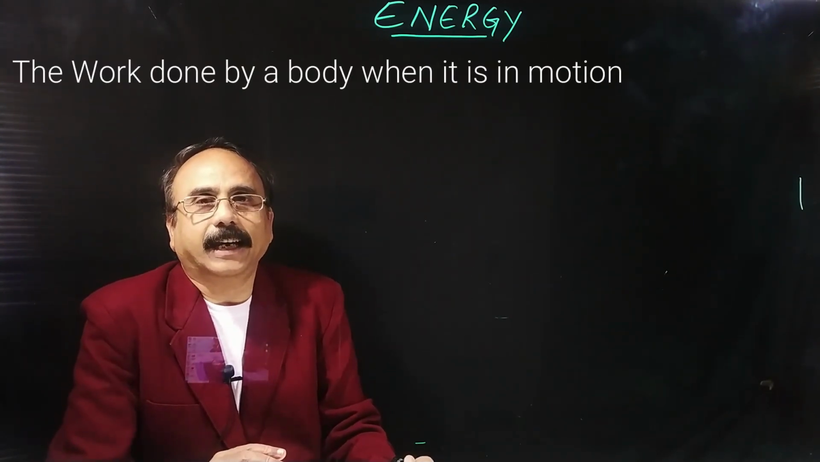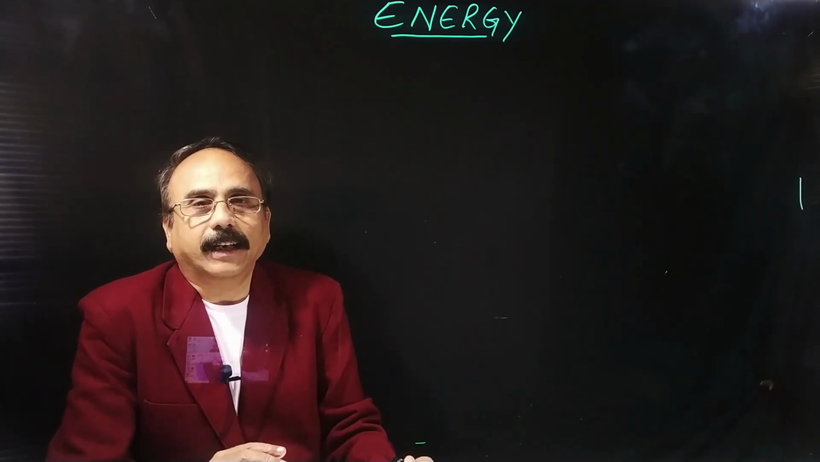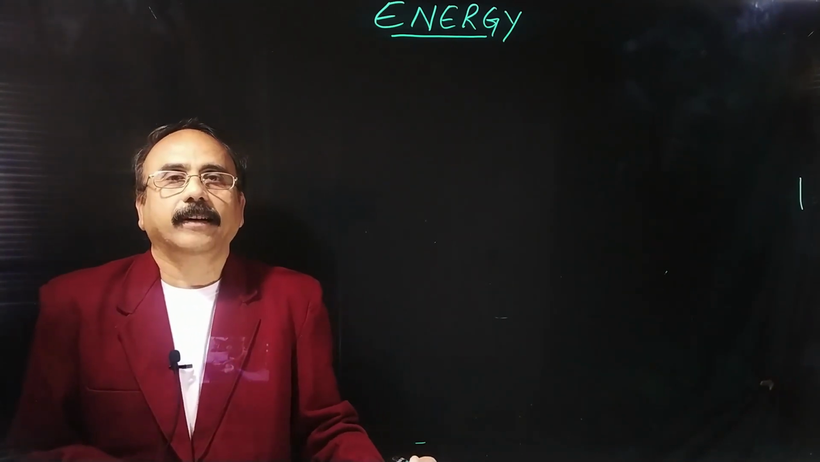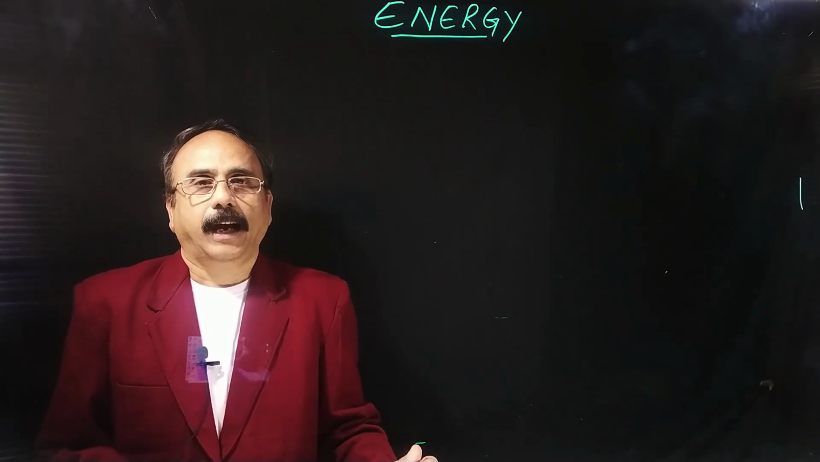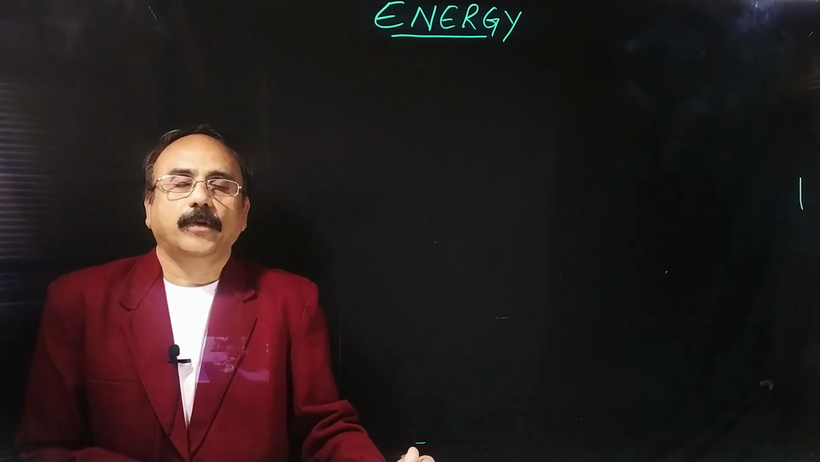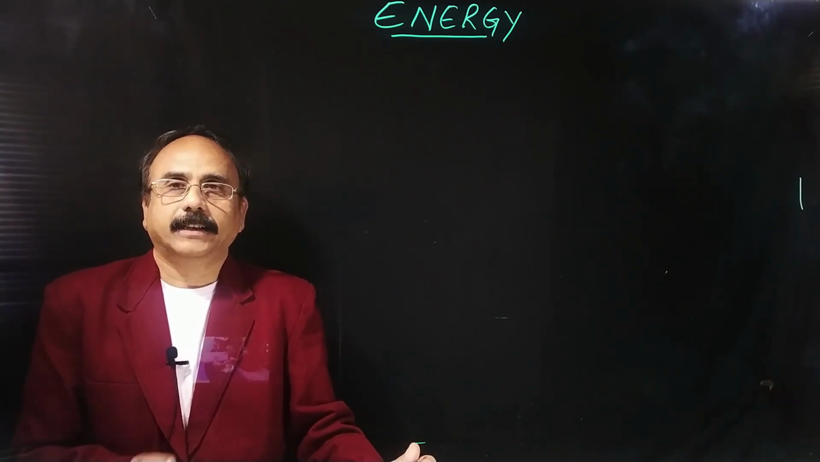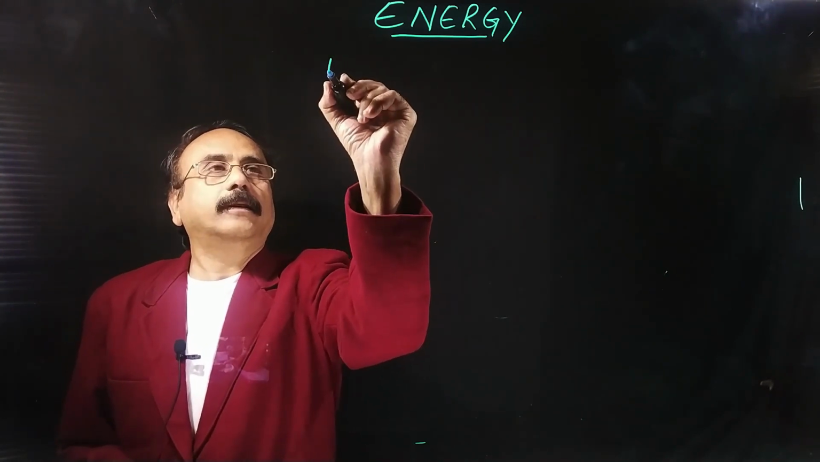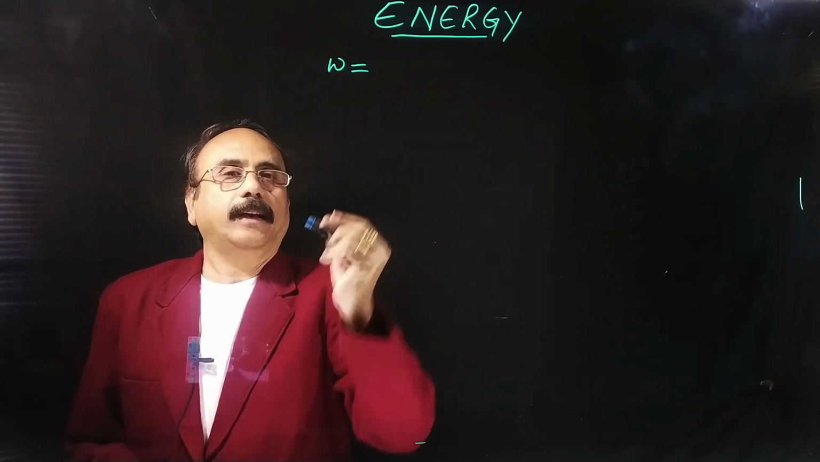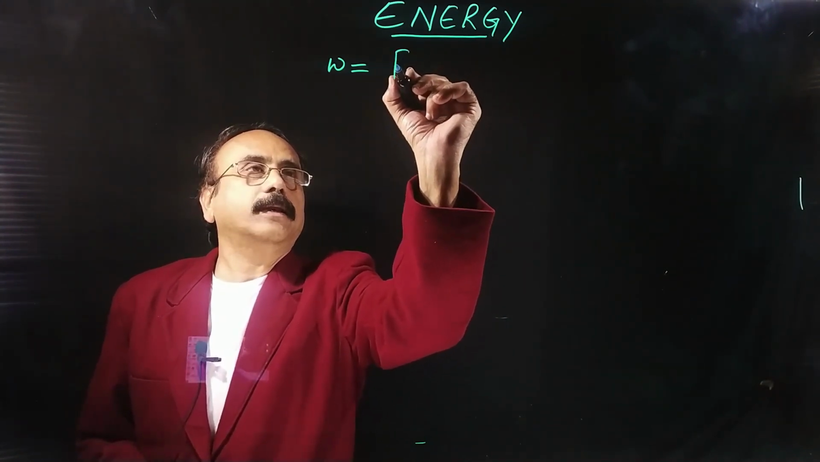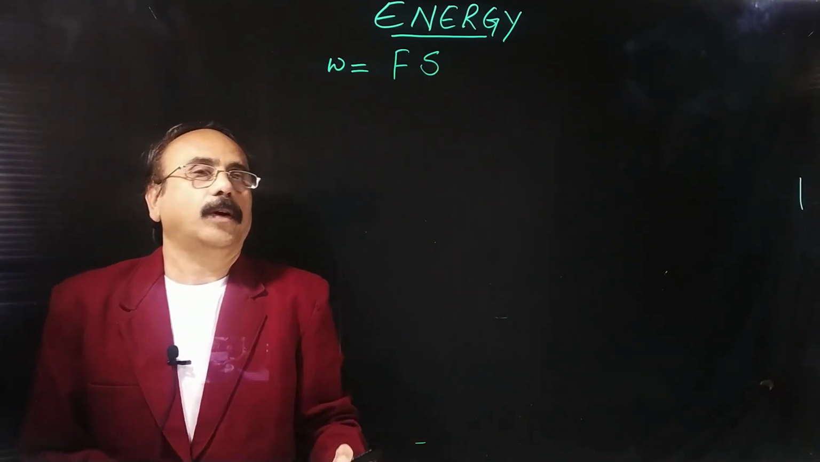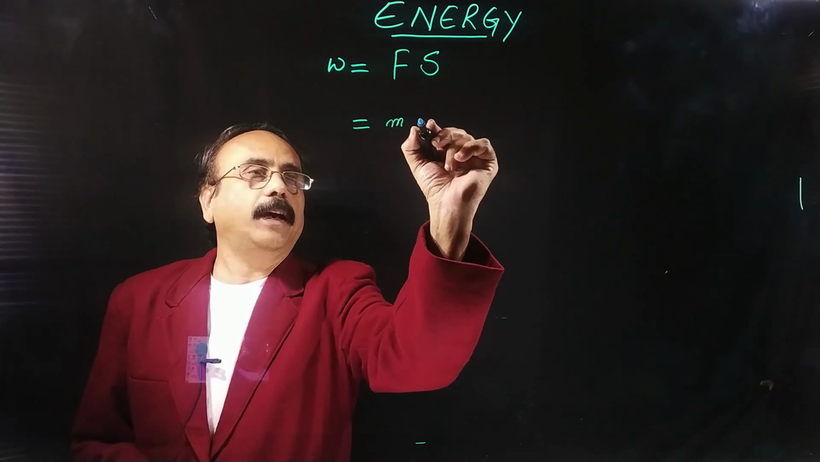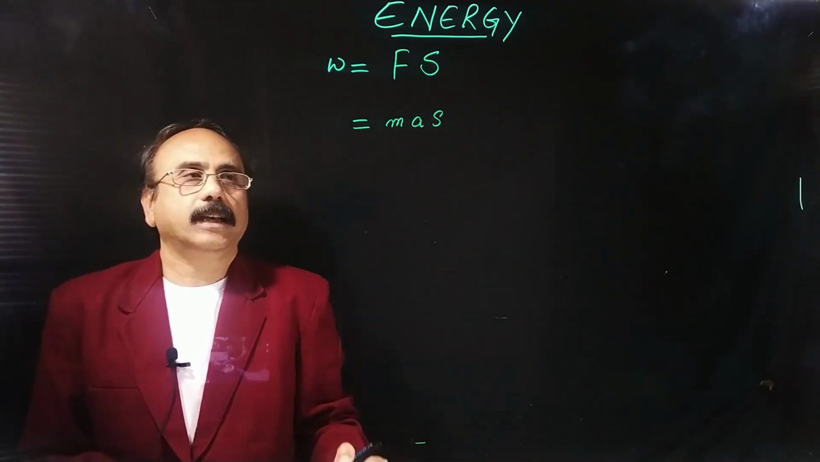To quantify the kinetic energy, we can define that it is the work done by the object when it is in motion. Because we can find out what is work done, and with the help of that work done formula, we will try to derive a formula for kinetic energy also. Now, we know that the work done is equal to F times displacement. Now I can replace this F by ma from Newton's second law.